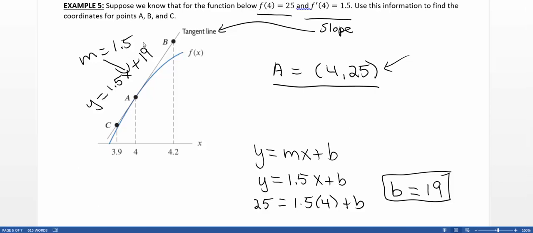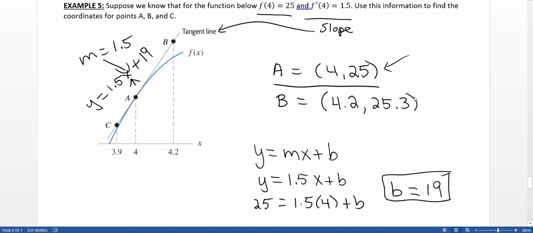If you're not sure why we would want the equation of that line, think about this. In order to find the points B and C, we already know the x value. So if we take that x value and plug it into the equation of the line, we would get the corresponding y value, which would give us the point we're looking for. To get point B, our x value is 4.2, and we plug it in for x. So we'll do 1.5 times 4.2 plus 19, and that'll give us 25.3.